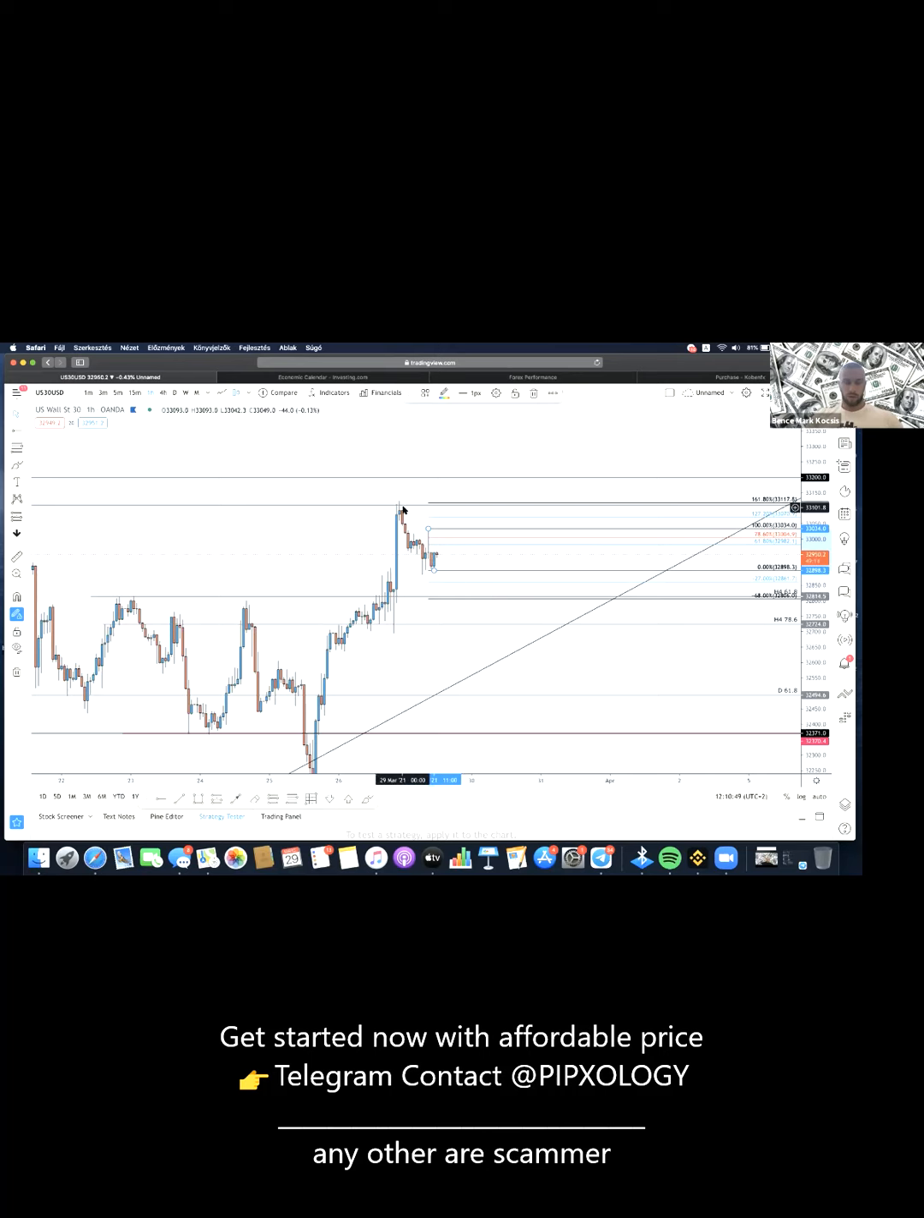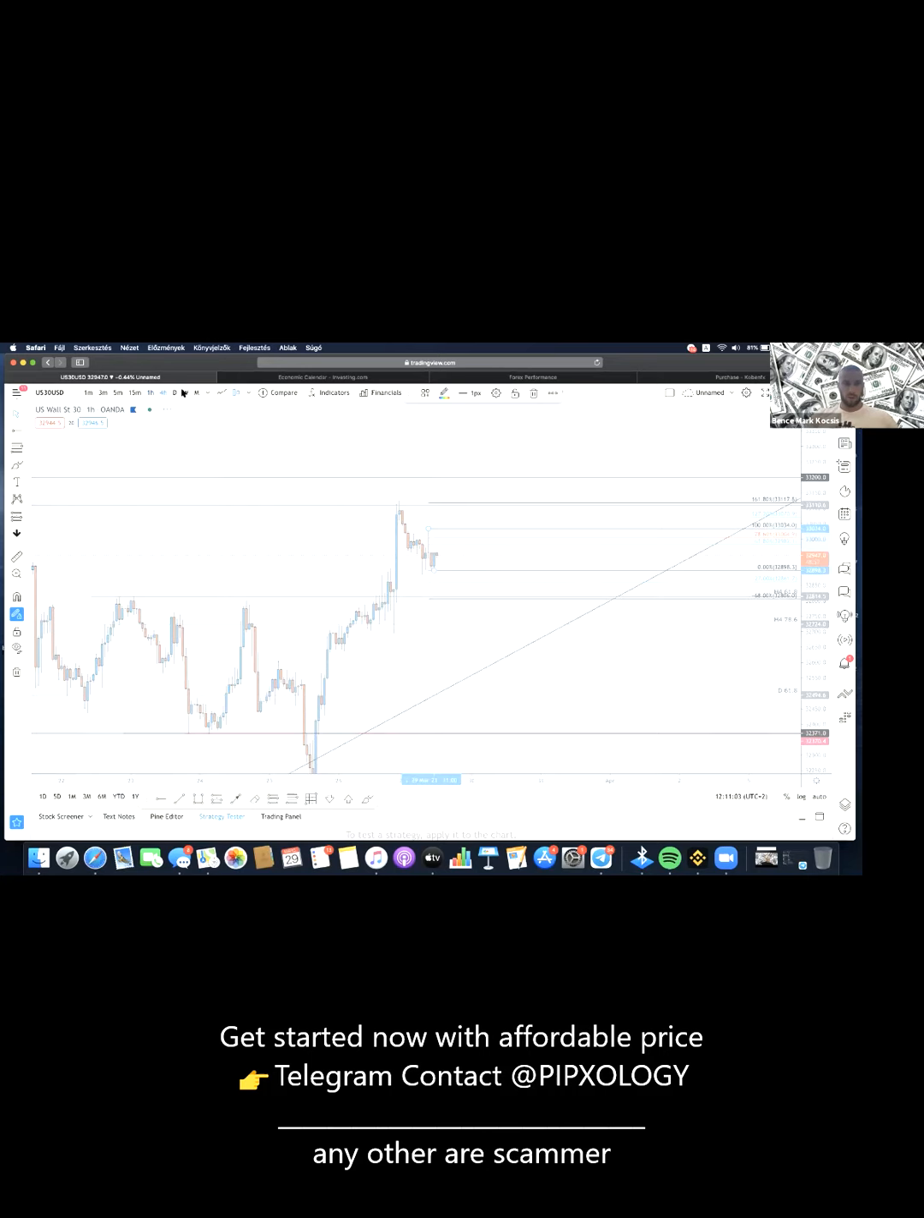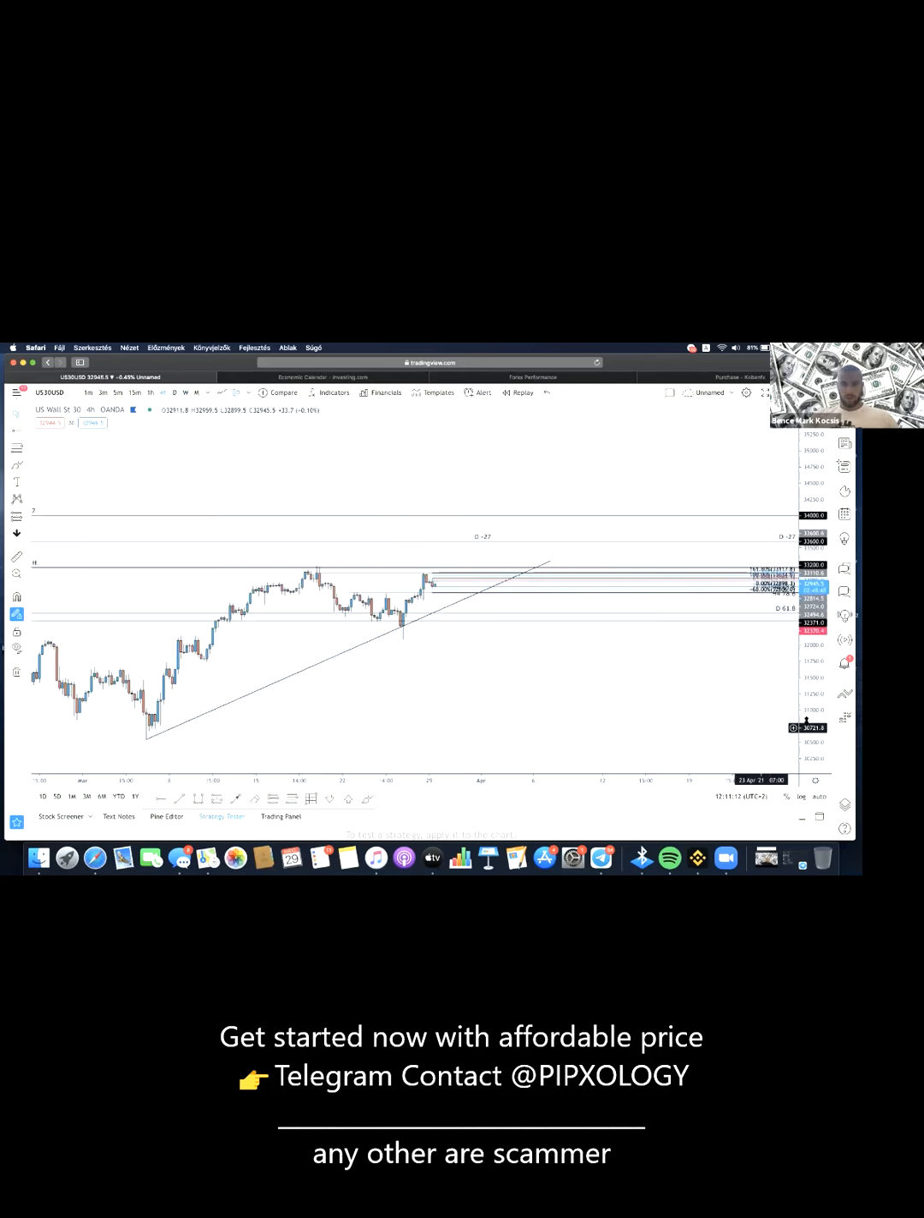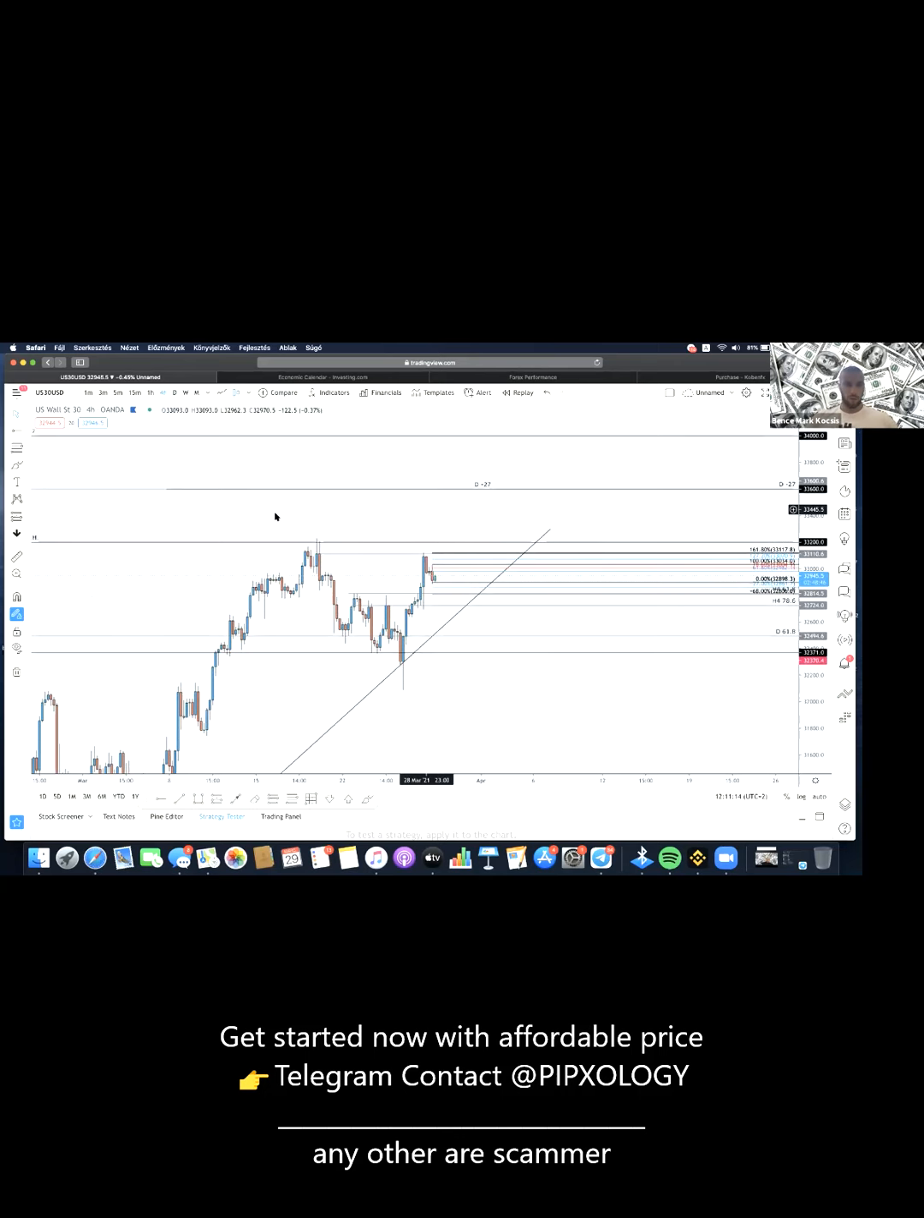I just follow the structure and follow the move with the trend line. And if it makes a break of the trend line and a break of the structure, I will wait for a pullback, and I'm still looking to take a long position because the bigger time frame is still extremely bullish. This is what I think at the moment for US 30.